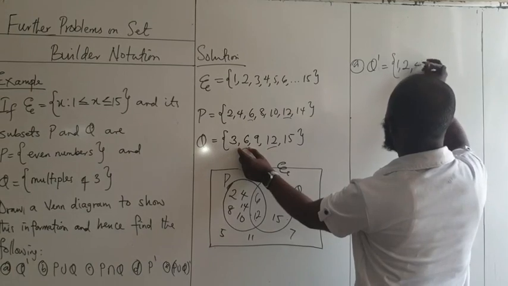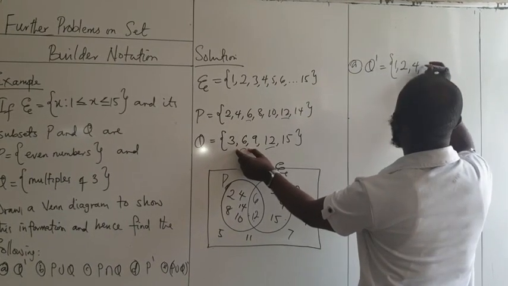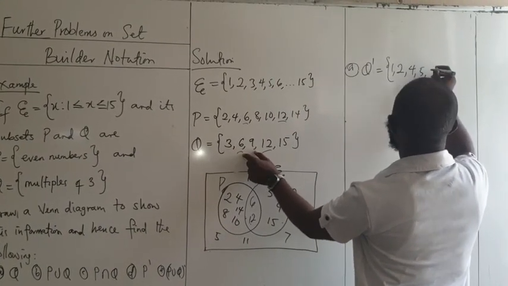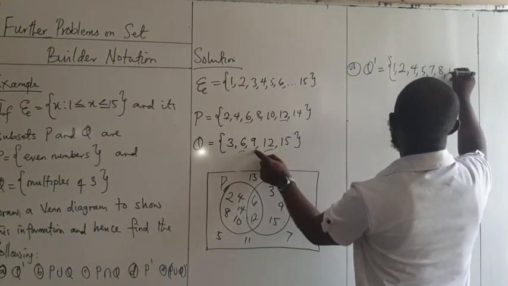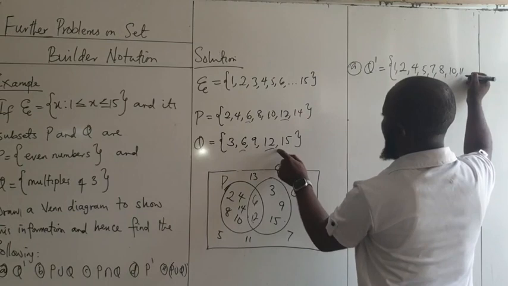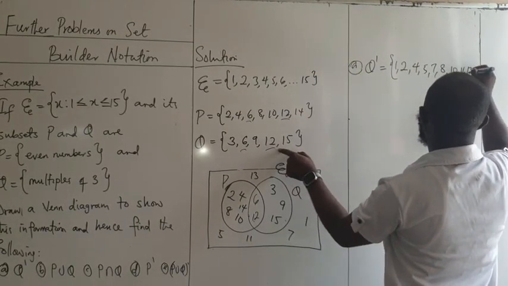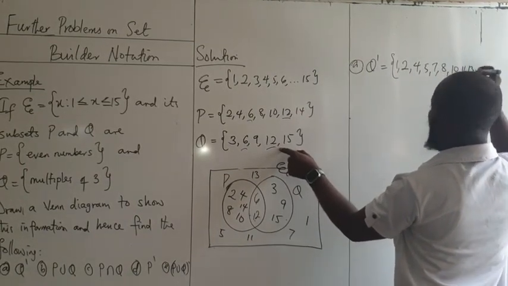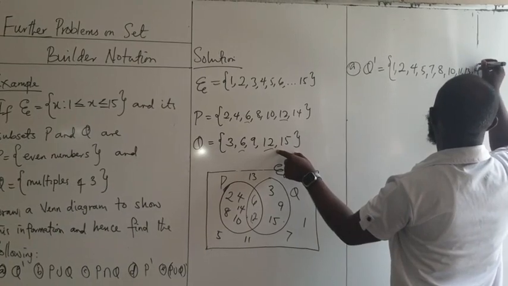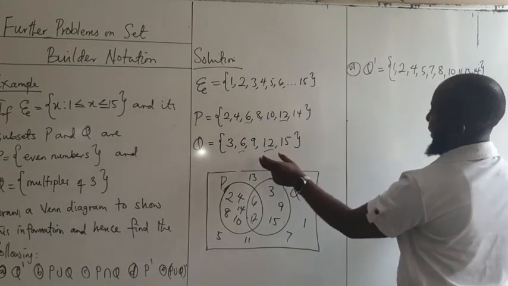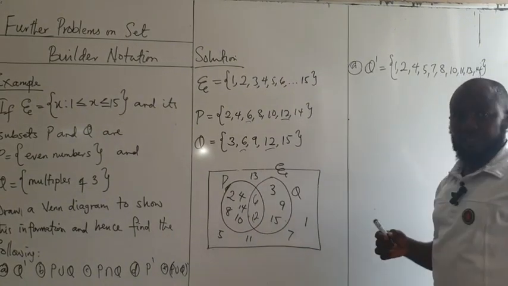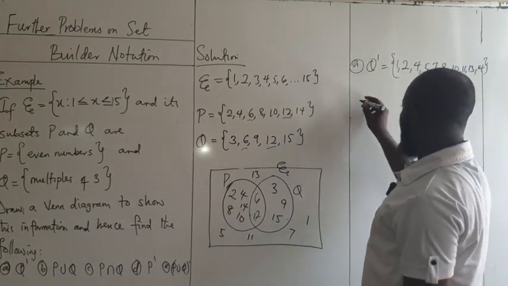So 4 will also be part, 5 will also be part, 6 is here, 7 and 8, 9, then 10, 11, then 13 and then 14. So these are the elements that are in the universal set that are not in set Q. So that is that in that one.